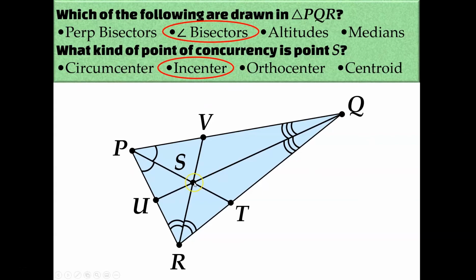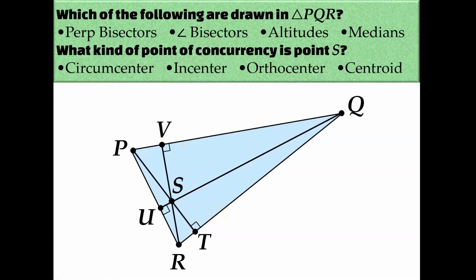We learned that the incenter is equidistant from the sides of the triangle. So if you were to go from point S, the incenter, to side PQ, or side PR, or side RQ, that distance would be the same for all of them.